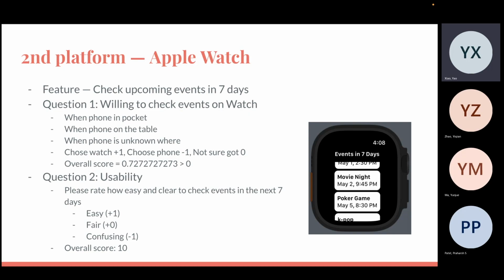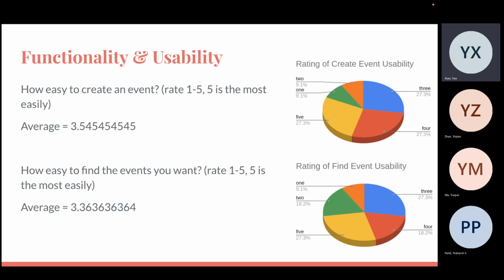Now let's talk about our mobile app MVP. The first part I want to talk about is the functionality and the usability. There are two main features we mentioned for our app, which are creating events and finding the events you want. So we gave the app to the interviewee and gave them two tasks. The first task: imagine that you are a club leader and you want to do a movie night today, and now please create the event on the phone. Then we asked them to rate how easy it was to create the event.